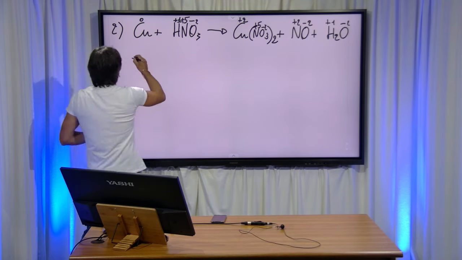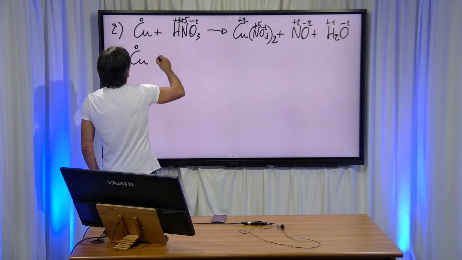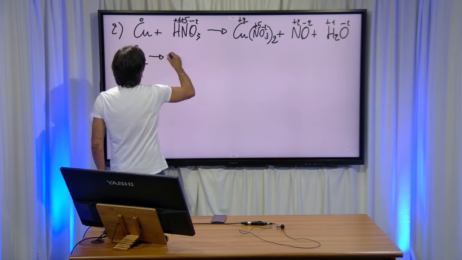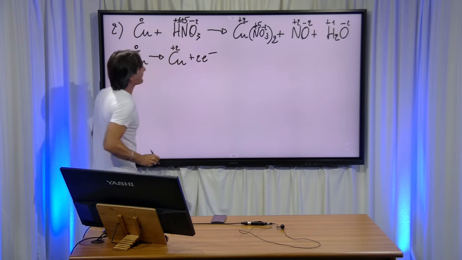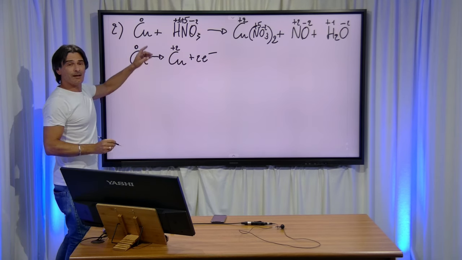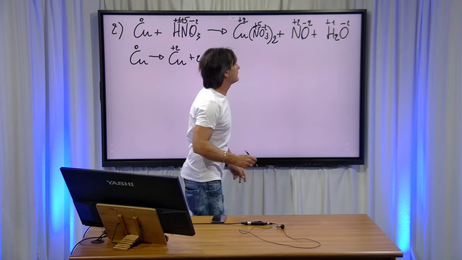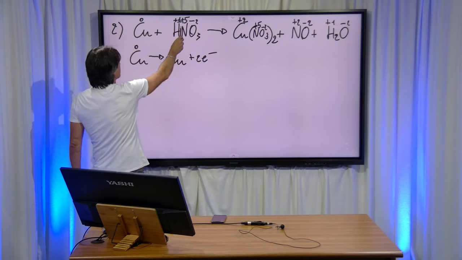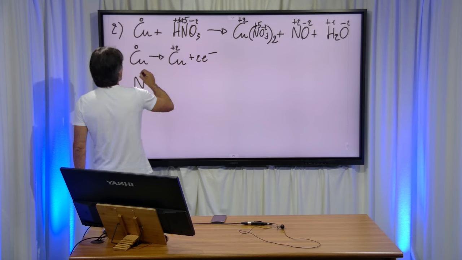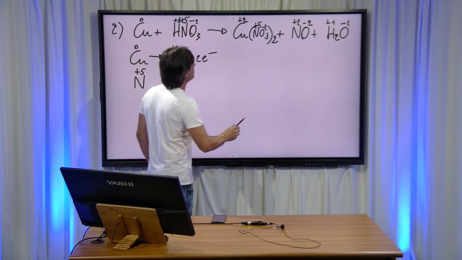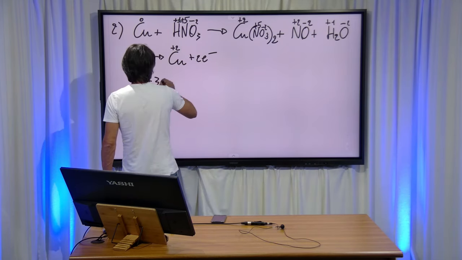because it passed from 0 to copper plus 2, losing 2 electrons. At the same time, the nitrogen is reduced because its oxidation number changes from plus 5 to plus 2, taking 3 electrons.